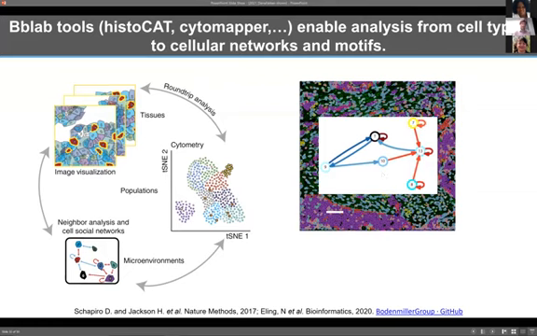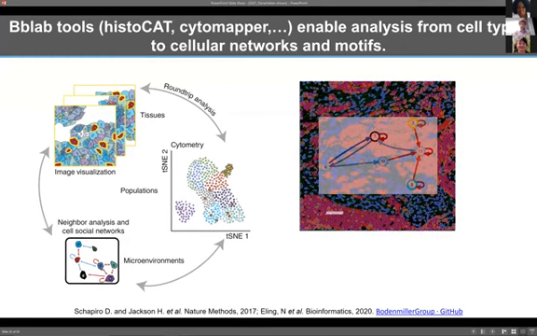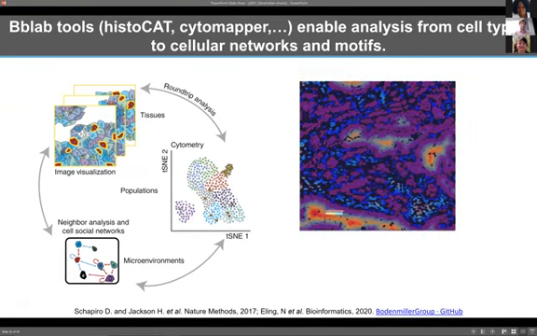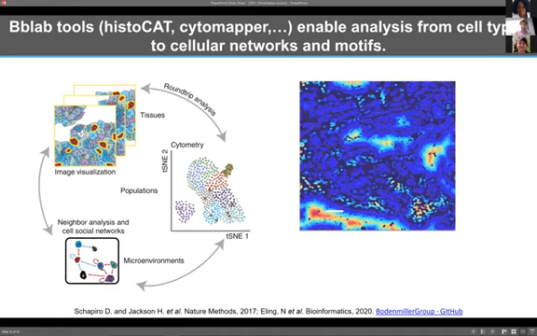You can also mask the tissues. Here you see in red the tumor regions, the stromal region in black and blue. You can calculate distances. So we have lots of tools. If you're interested in some of those tools, just let us know, and we are always happy to help.